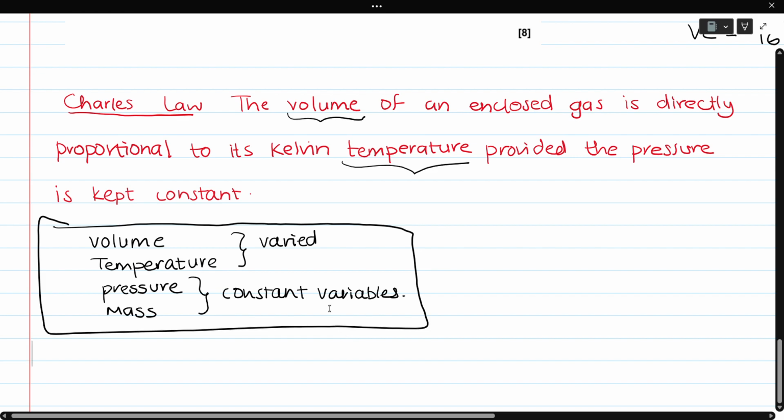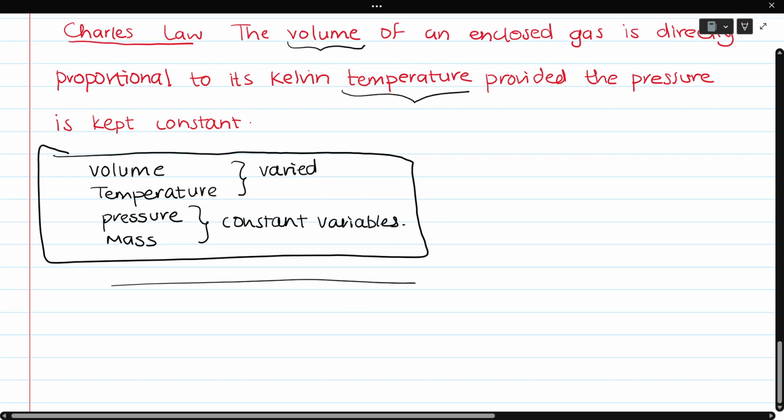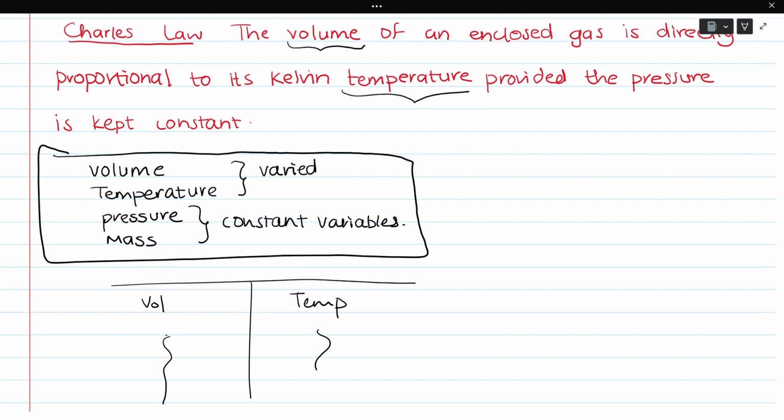So already at the back of your mind, you should be thinking in your investigation, if I'm seeing a table that looks something like this, where I've got volume and temperature with varied values, it needs to click that this is talking about Charles' law, because they are varying the volume and temperature. If you saw pressure here, then you know we are talking about Boyle's law, because Boyle's law varies the volume and the pressure.